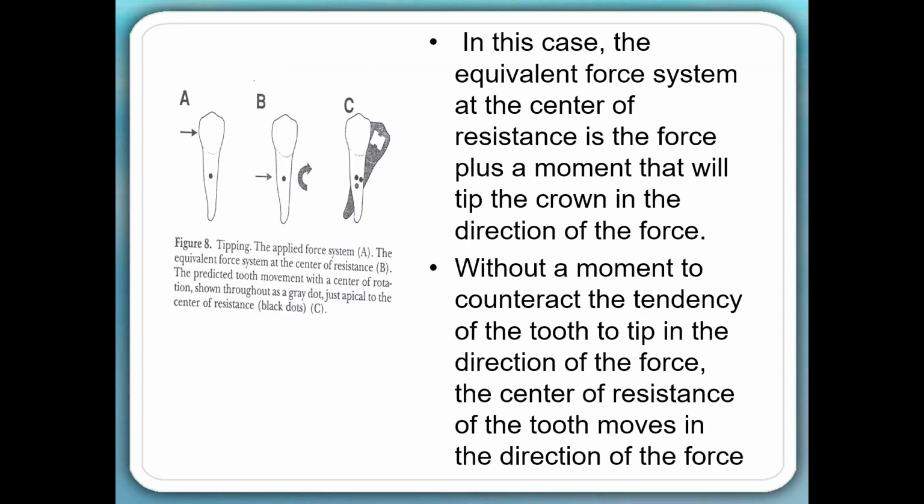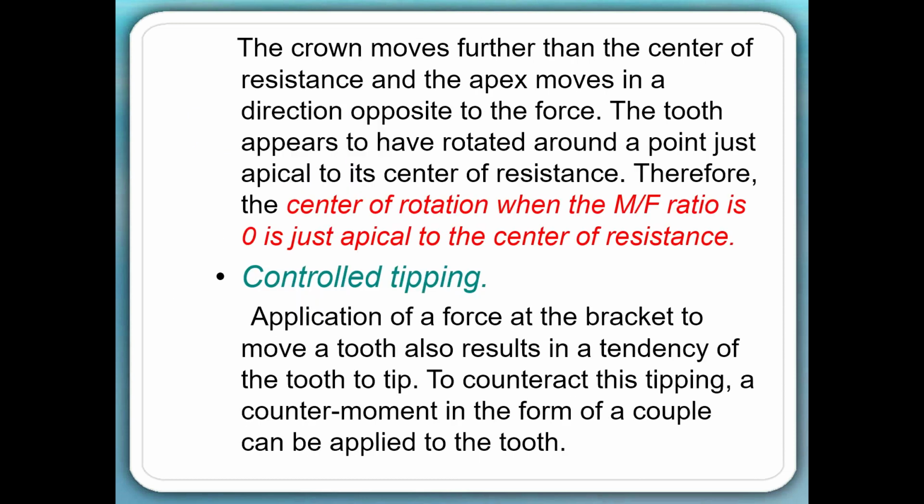In this case, the equivalent force system at the center of resistance is the force plus a moment that will tip the crown in the direction of the force. Without a moment to counteract the tendency of the tooth to tip in the direction of the force, the center of resistance of the tooth moves in the direction of the force. The crown moves further than the center of resistance and the apex moves in a direction opposite to the force. The tooth appears to have rotated around a point just apical to its center of resistance. Therefore, the center of rotation when the moment to force ratio is 0 is just apical to the center of resistance.